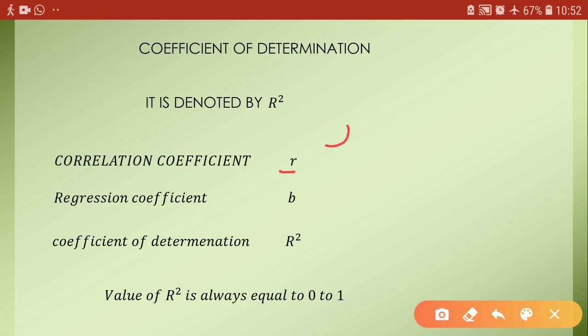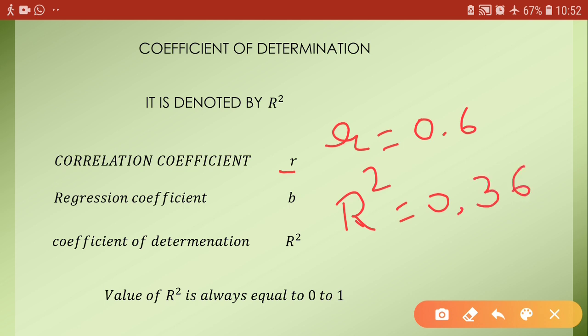Say for example your r is 0.6. Then what should be the r square? Then that r square should be 0.36, exactly the square of 0.6. You got my point? If r is 0.6, r square is 0.36. So nothing new, you don't have to learn any new formula also.